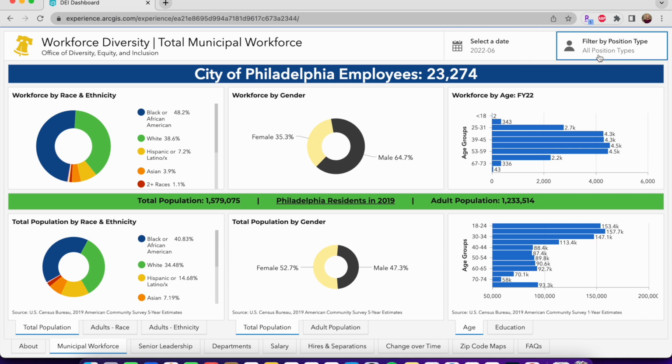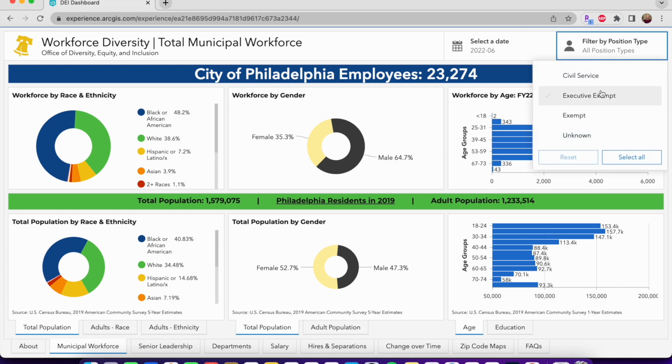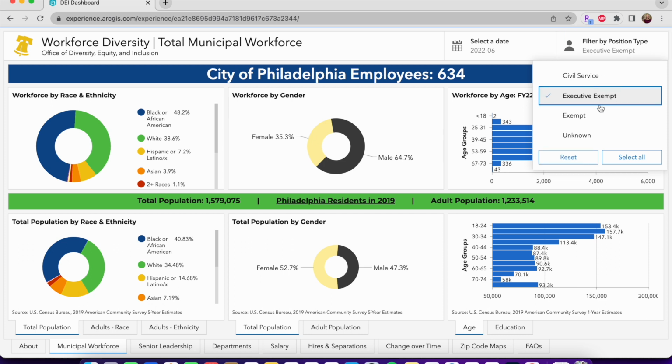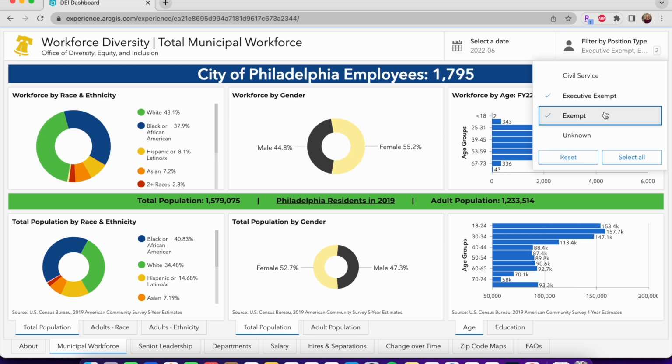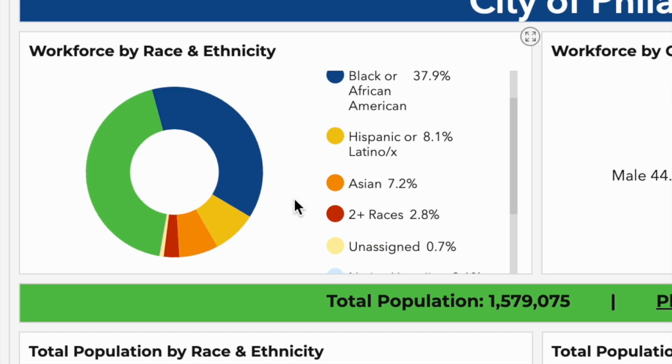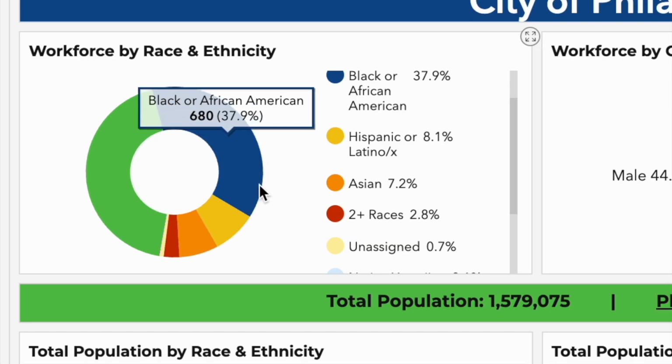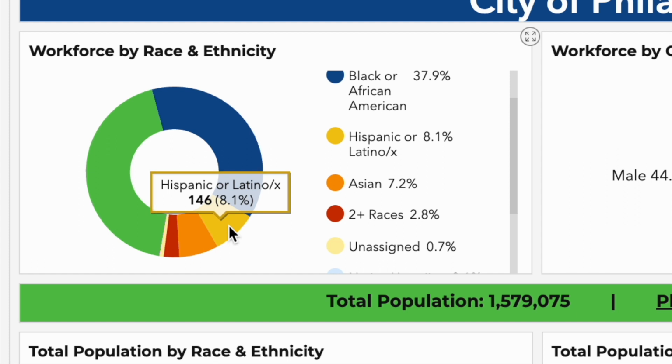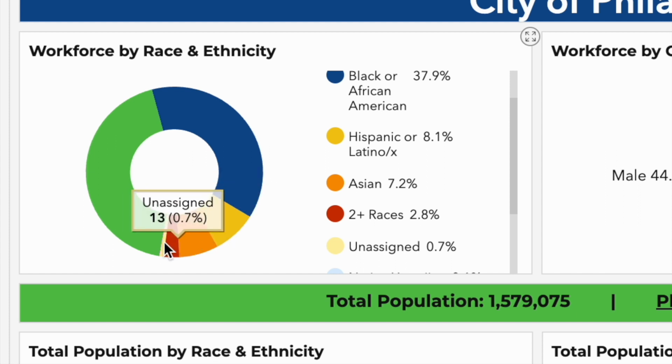Additionally, if you only want to look at certain types of positions, let's say we only want to look at exempt employees, meaning they do not go through the civil service process. You would check executive exempt and exempt to capture all of the exempt employees throughout the city. We can see that the numbers have updated to a little under 2,000 employees, and the pie charts have changed on the side here. You'll notice that as I hover around different graphs, the numbers will appear as well in case it's hard to read some of these smaller numbers.